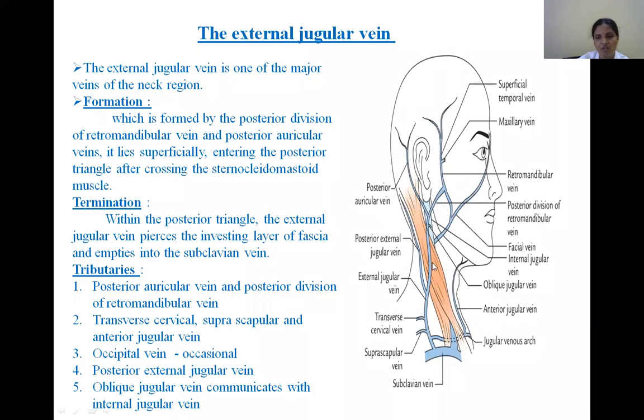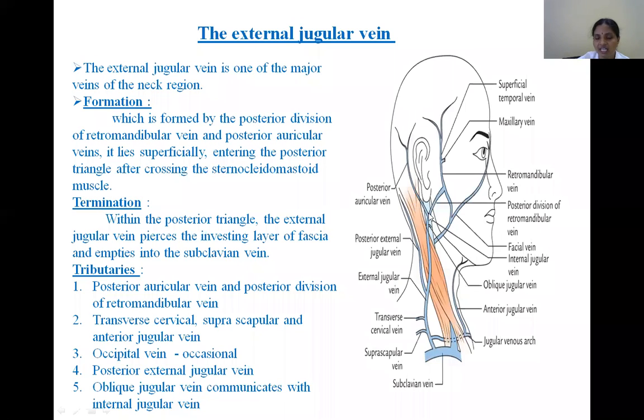What are the other tributaries on its course towards the termination? What is the termination? Coming to the formation, it was already discussed in blood vessels. So what is the formation of the external jugular vein? Just below, behind the angle of the mandible, it is formed by the posterior division of the retromandibular vein. What is the retromandibular vein? The superficial temporal and maxillary veins join to form a single vein within the substance of the parotid. The retromandibular vein divides into anterior and posterior divisions. The posterior division receives the posterior auricular vein and joins to form the external jugular vein.